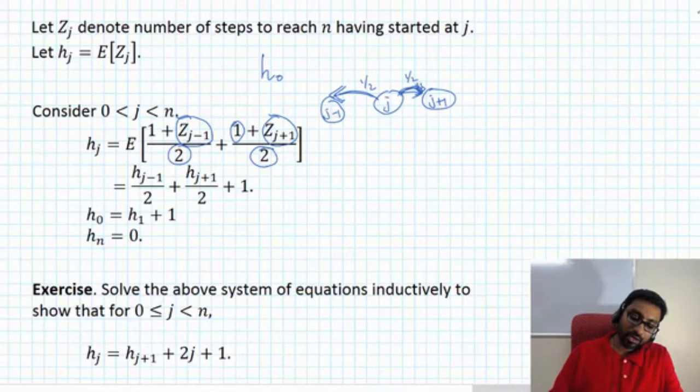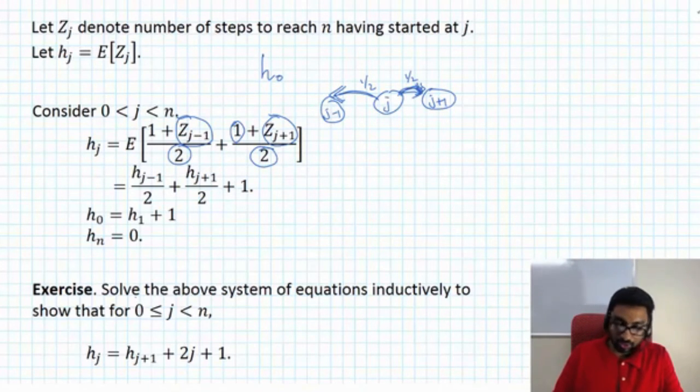So with probability half, you spend one step going to j plus 1 plus the time it takes to go from j plus 1 to n, and with probability half, you take one step to state j minus 1 and then the amount of time it takes to reach state n. And the expectation of these two possibilities is going to be hj. And of course, this can be expanded out to hj minus 1 divided by 2 plus hj plus 1 divided by 2 plus 1. So that's a quick exercise for you to figure that out.